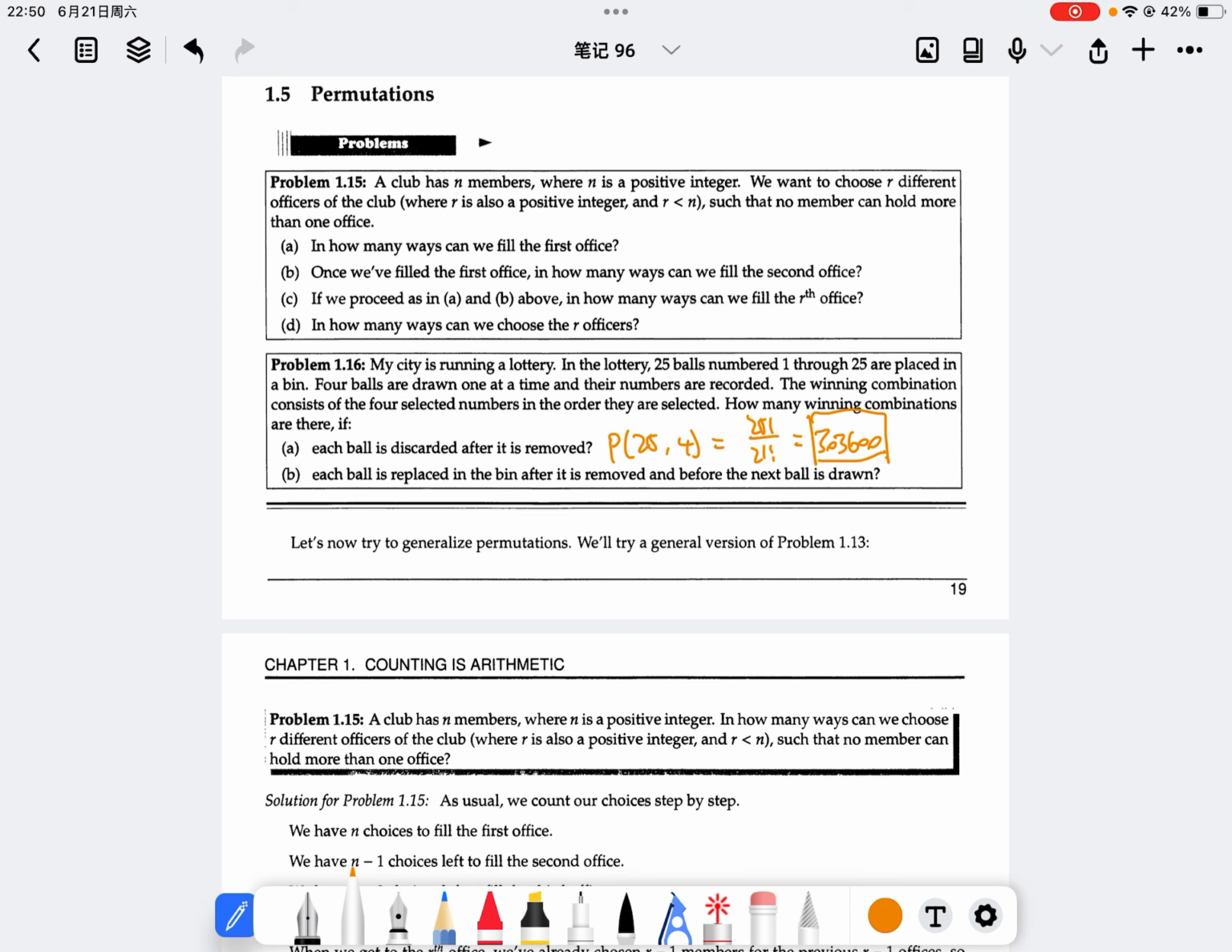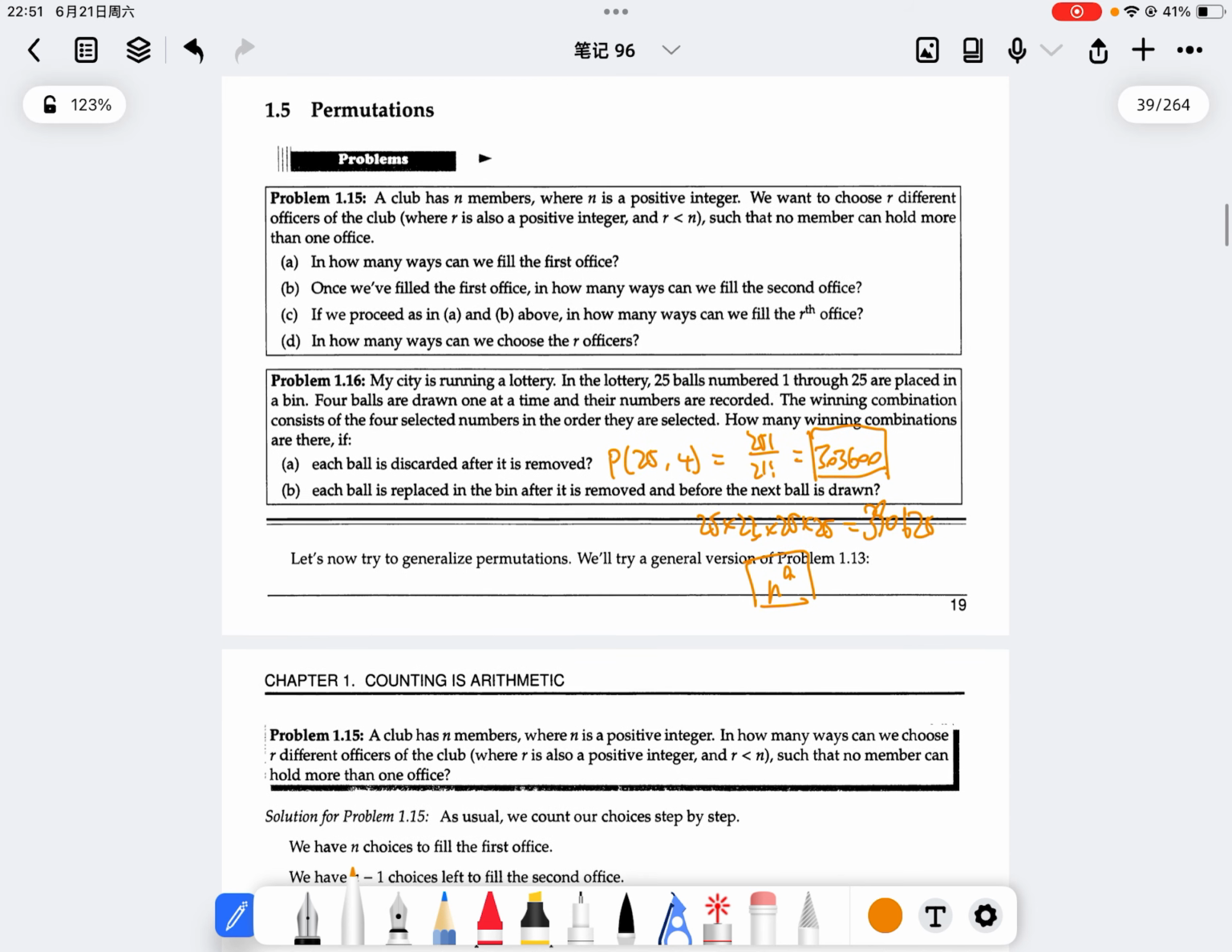However, if you replace in the bin, there's 25 ways to pick the first ball, there's 25 ways to pick the second ball, there's 25 ways to pick the third ball, and there's 25 ways to pick the fourth ball. So remember, when there's replacement, the permutation formula does not hold. Instead, it's just the number of things you're choosing, that's the power, and it's simply n to the a. This only happens if there's replacement. And in this case, 25 to the 4 is 390,625. Again, you can see if you replace it, it's higher because there's more balls in the drawing at any given time. So that's what we get.